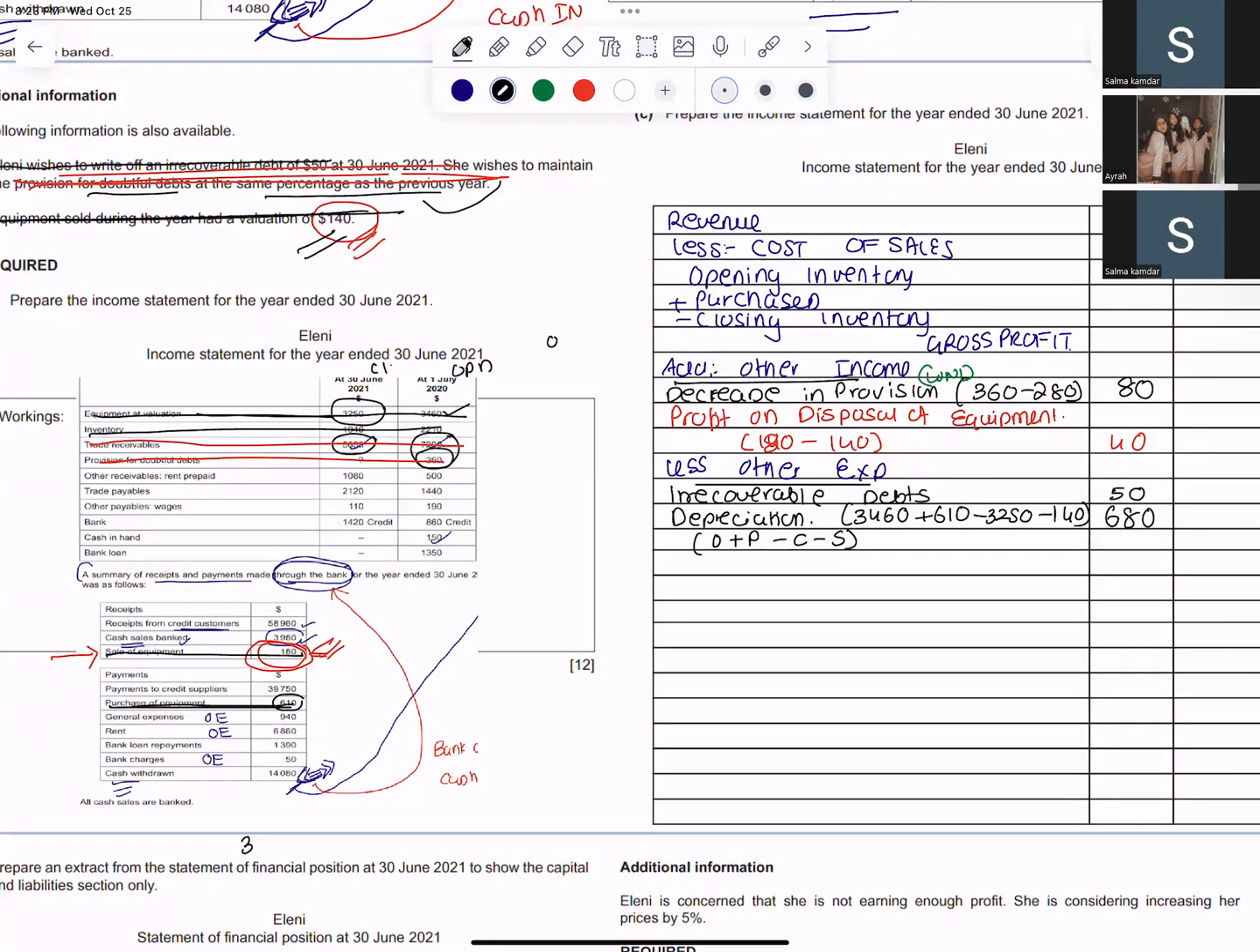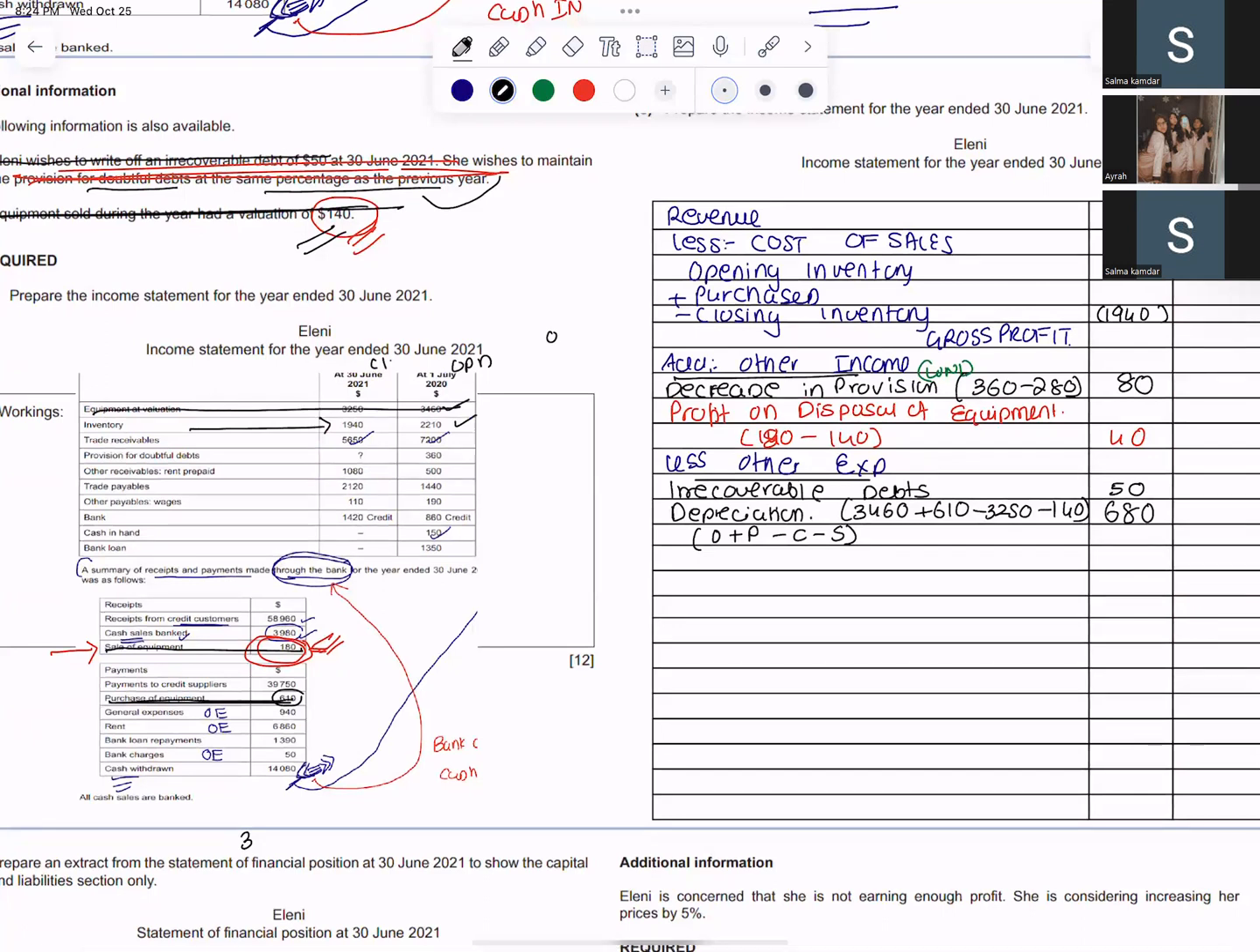How much is opening inventory? Opening inventory is 2210. And you'll have to find purchases, I think. Closing inventory is 1940. Step by step. Equipment is done. Inventory is done. Trade receivables is done. Provisions is done.